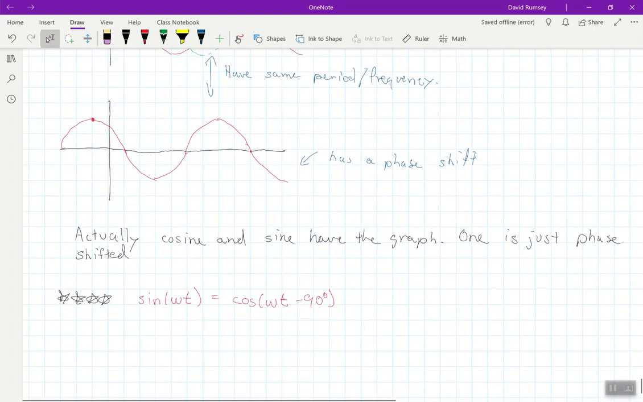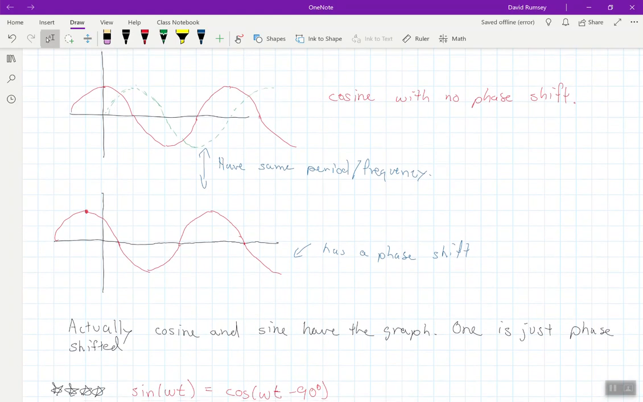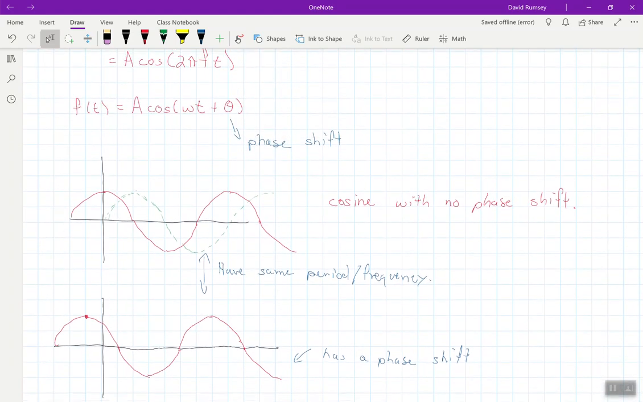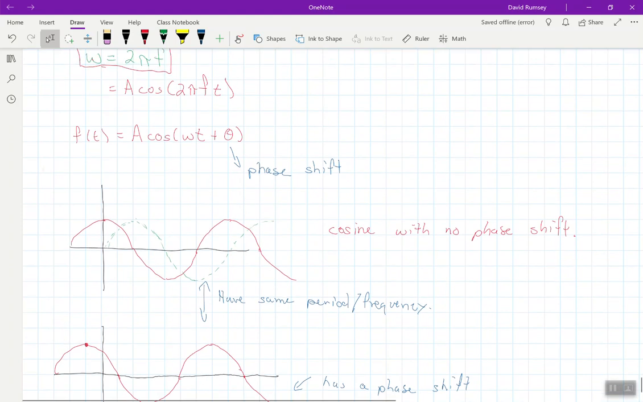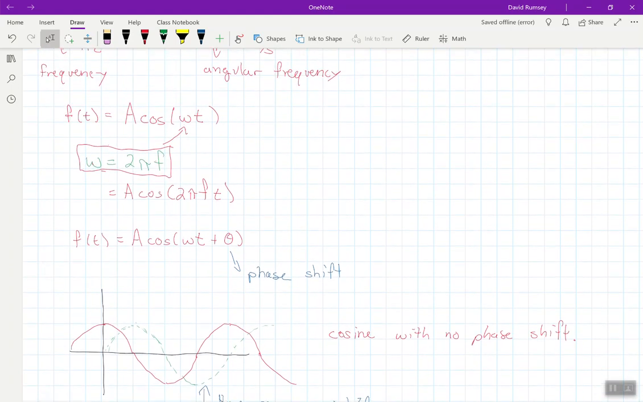All right, now we're not going to necessarily do a ton of graphing in this course, but it's definitely important to understand what these graphs look like and the fact that we have these angular frequencies, these periods, and these phase shifts, because these are all going to become very important to us.